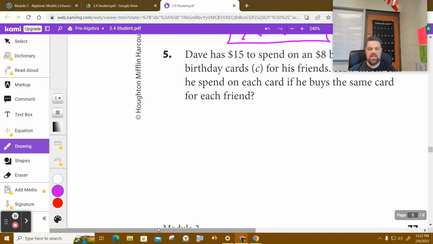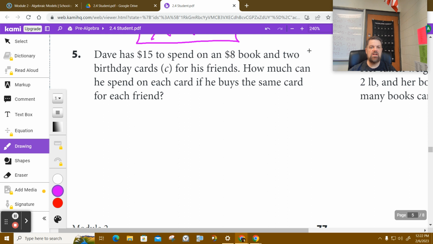It says Dave has $15 to spend on an $8 book and 2 birthday cards for his friends. The C implies that we don't know how much the cards cost. It says how much can he spend if he buys the same card for each of his friends. So what do I write?